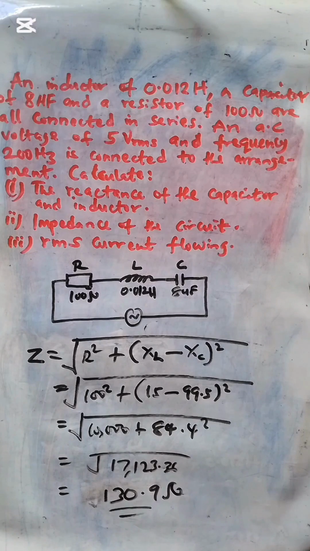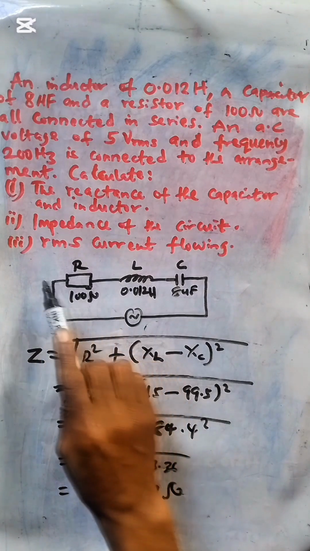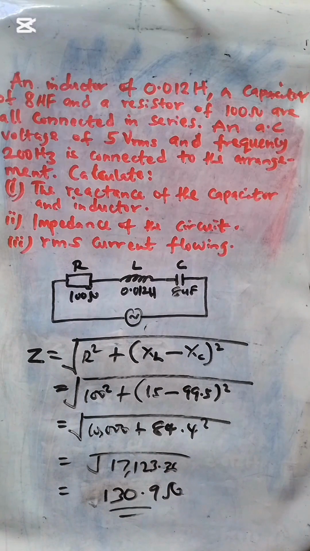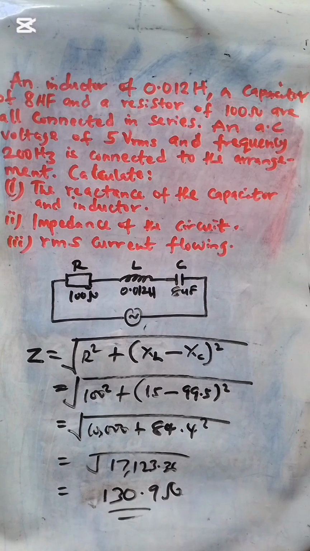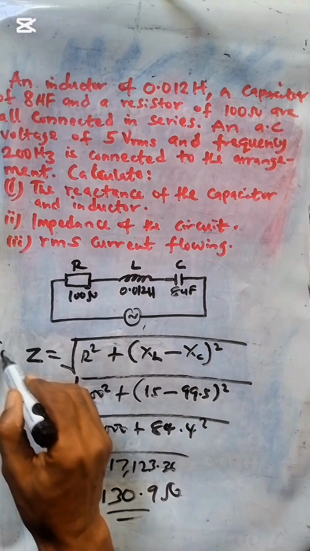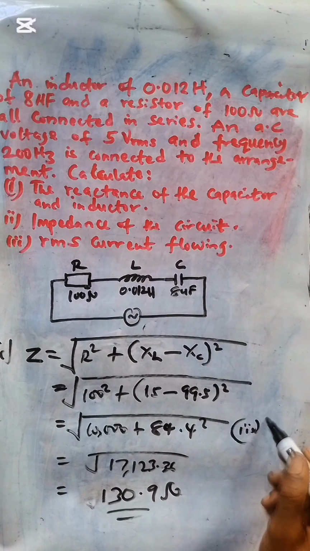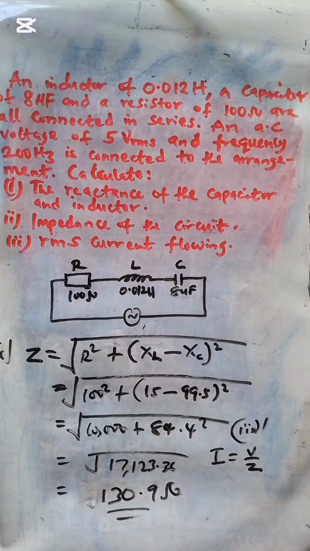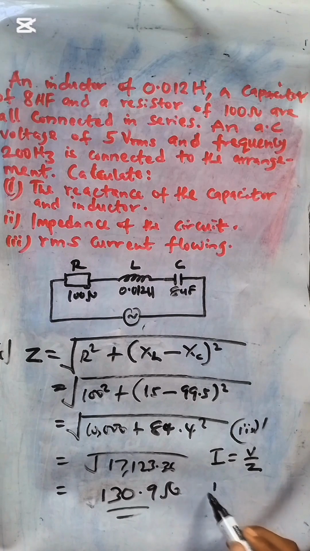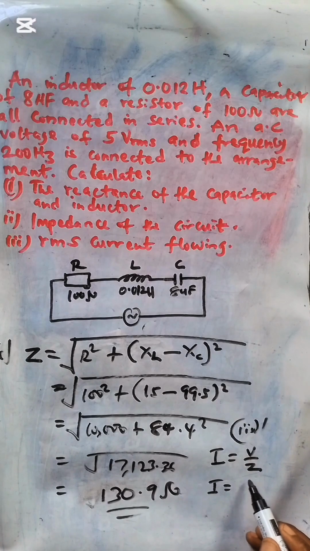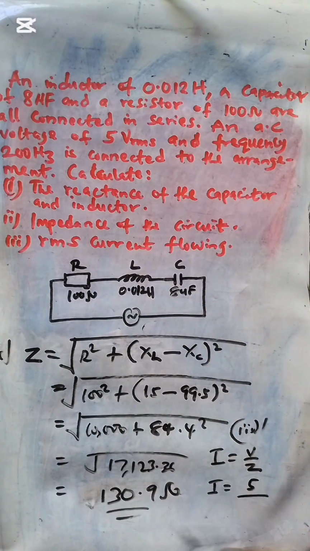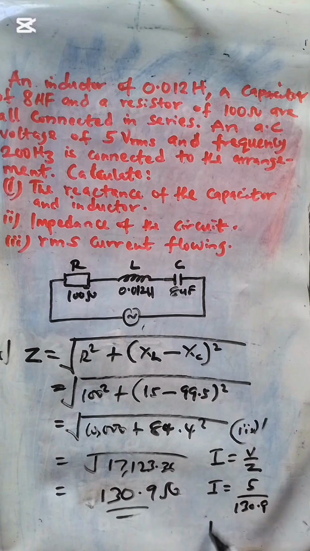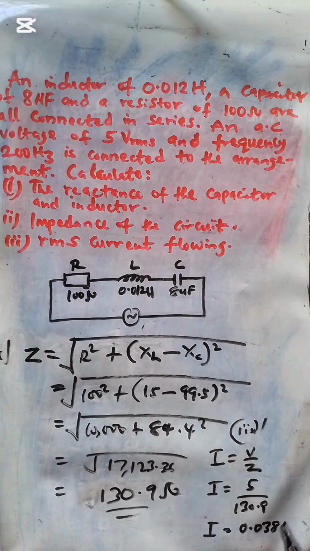Having known the impedance in the circuit, we can now calculate the RMS current flowing in the circuit. So this is our number 2. And the last part, number 3, the RMS current flowing in the circuit will be our voltage divided by the total impedance in the circuit. Our voltage is 5 divided by 130.9. That will give you 0.038 ampere.